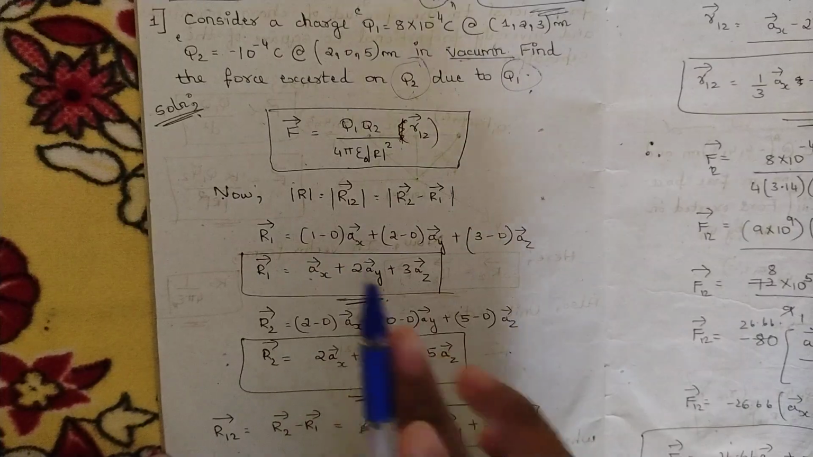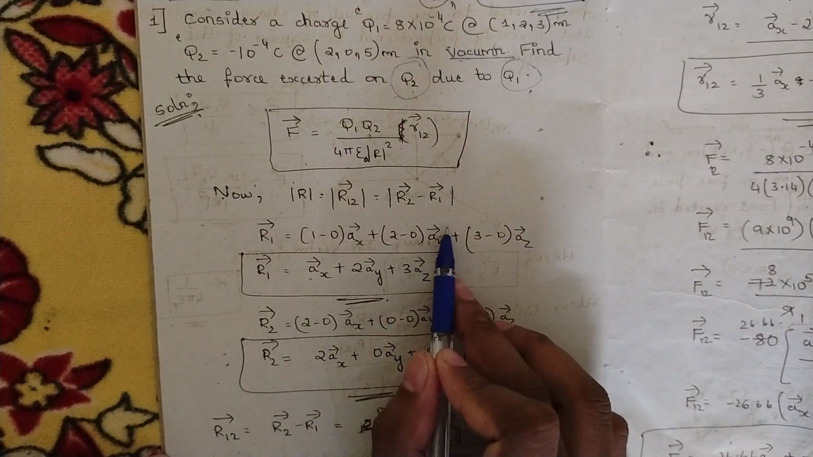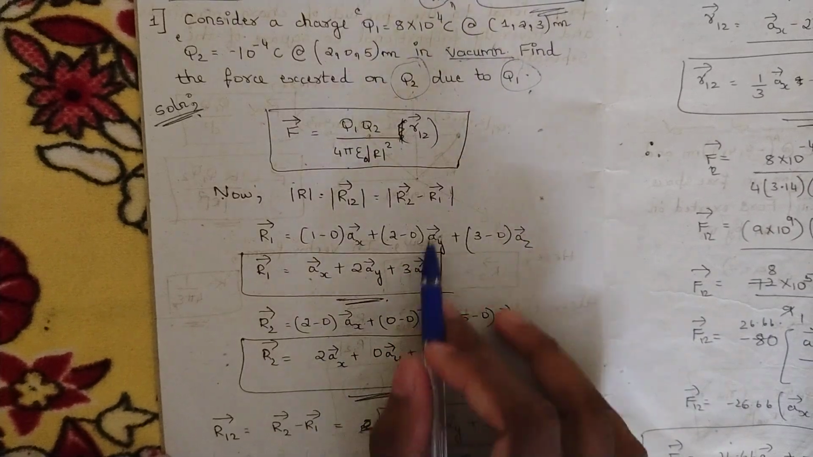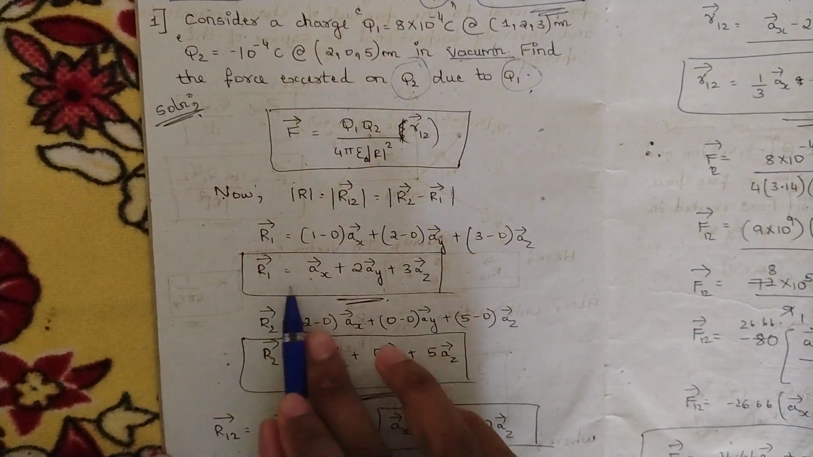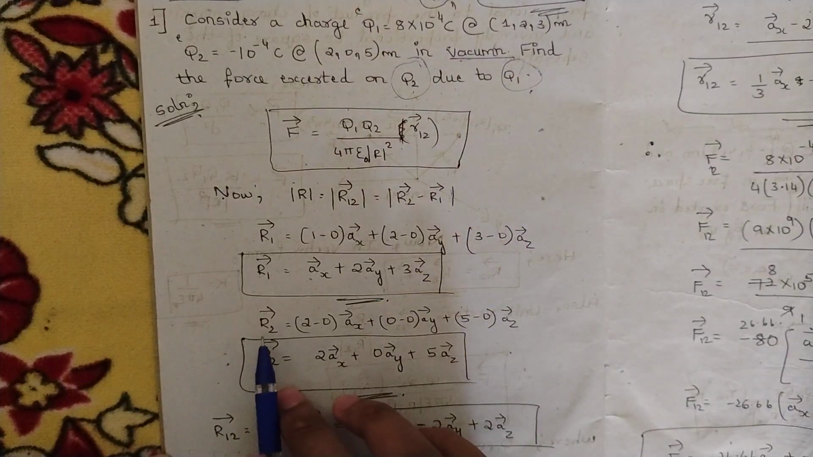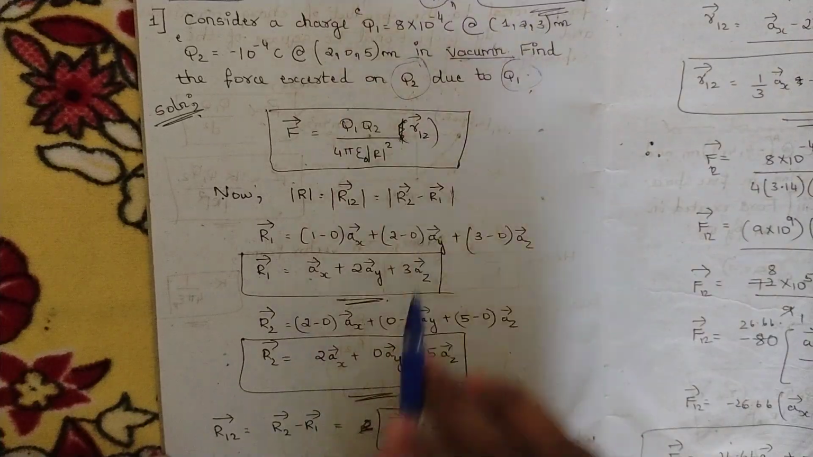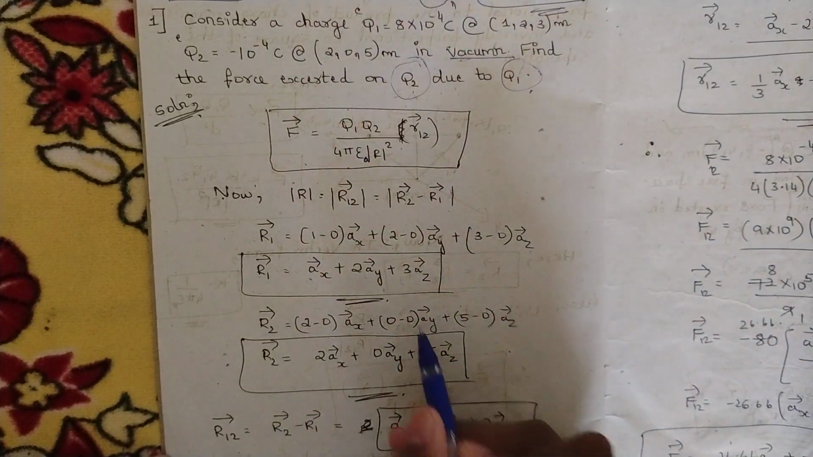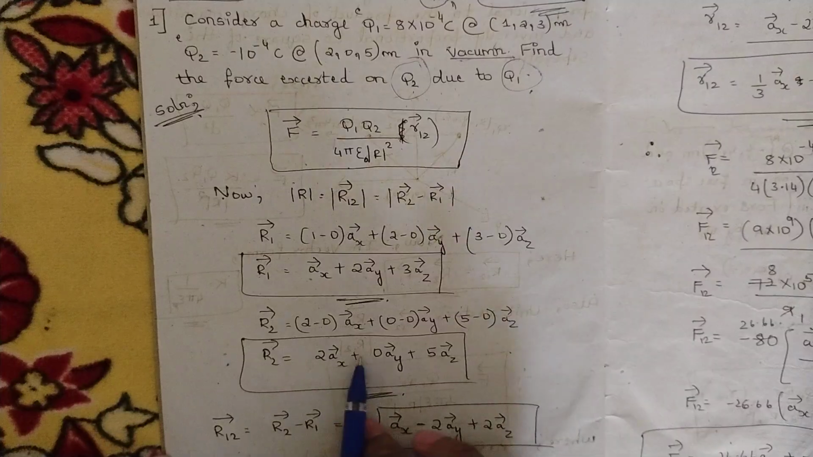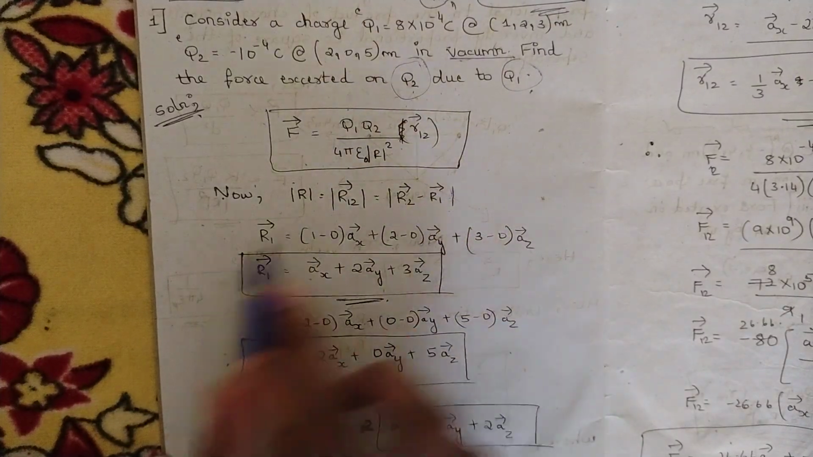We would be getting 1 minus 0 is 1, so ax, plus 2 minus 0 is 2 into ay vector, plus 3 minus 0 is 3 into az vector. So this is the value of r1, that is ax plus 2ay plus 3az. Now similarly find the value of r2 as well, that is 2 minus 0, 0 minus 0 and 5 minus 0. This term goes, so again, if you want, you can write it: 2 minus 0 is 2ax plus 0ay, 5 minus 0 is 5az. So this is r2 and r1.